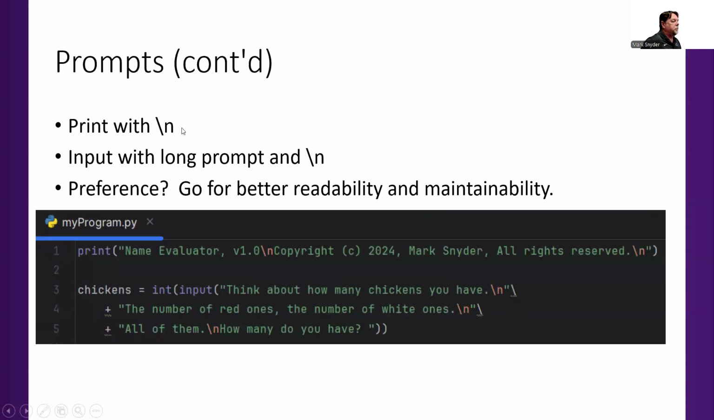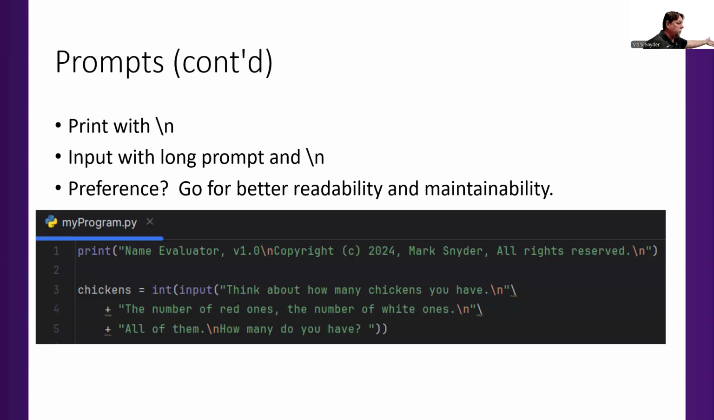Next thing is these \n characters. If you study the code up there, hopefully you can see it. I've got a really long prompt message, and I put these little \n characters in the middle of it where I want it to print a little bit and then drop to the next line and print some more and drop to the next line and print some more. So I can create a multiple line print message by making one big long string with those little \n in it.